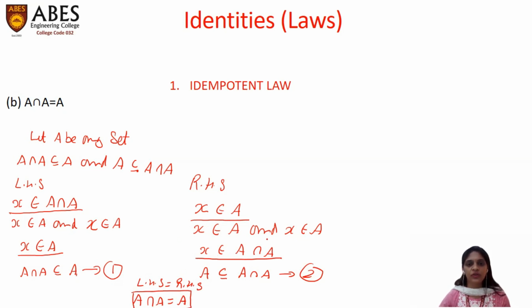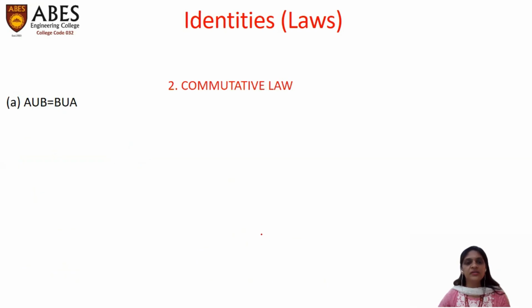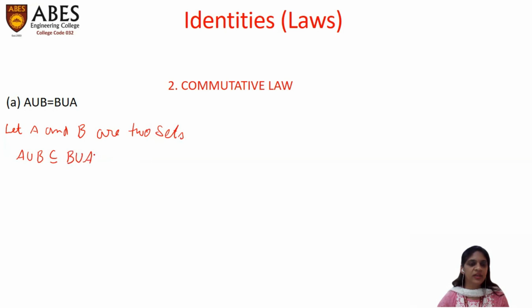Now we are moving towards another identity or law, that is commutative law. The first property of commutative law is A union B is equal to B union A. We have to prove this thing. For this, let's consider A and B are two sets. For these two sets, we have to prove that A union B is a subset of B union A and B union A is a subset of A union B.